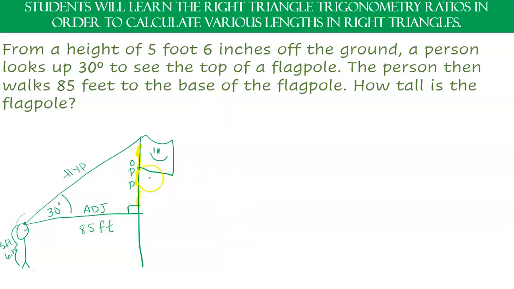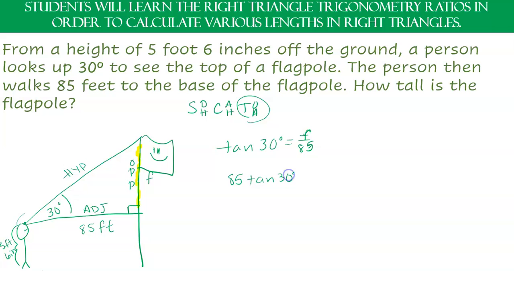So, which trig function is it? Is it the sine? Is it the cosine? Or is it the tangent? Well, I'm looking for the opposite and I know the adjacent. So that's tangent. So the tangent of 30 degrees equals our opposite side divided by the adjacent. So we would just type in our calculator, 85 times the tangent of 30. And we got 49.1.